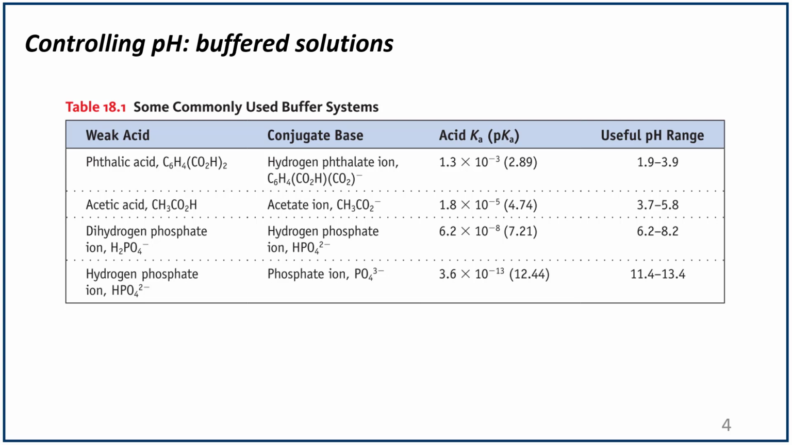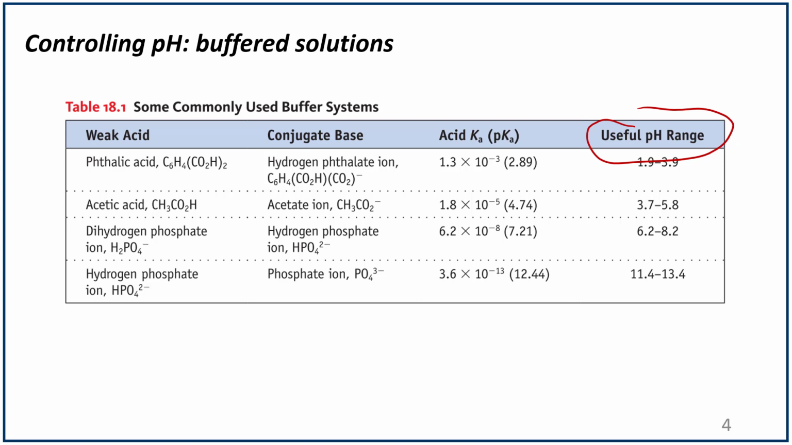Buffers are useful at a specific range. This useful pH range here basically just shows what pH these buffers are most effective in maintaining, whether it's a reaction or, for example, biological systems. For example, human blood is actually composed of buffers.